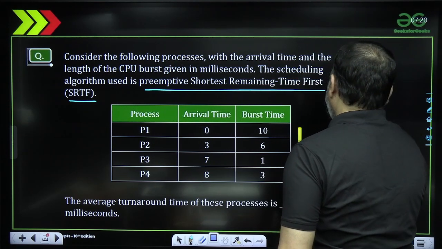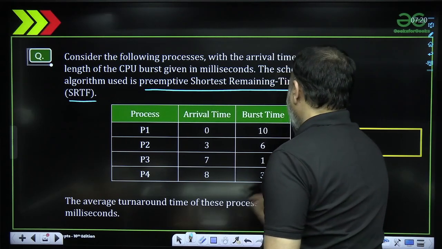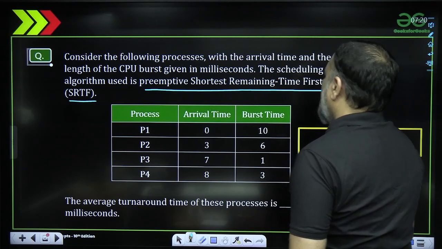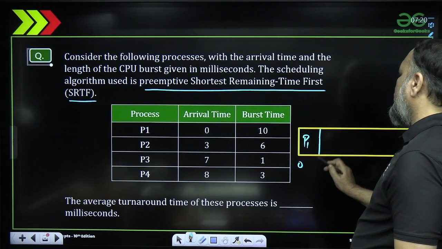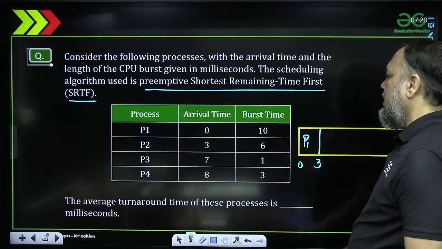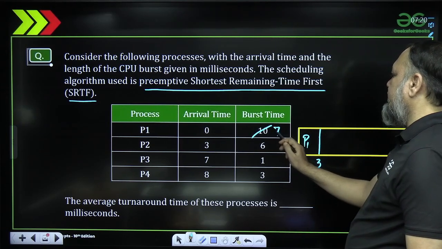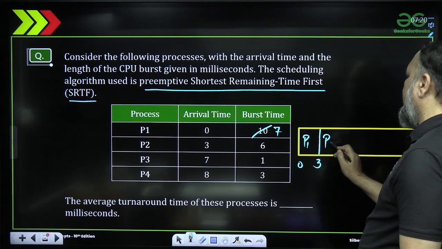When I prepare the Gantt chart, it looks something like this. So let's start at time 0. At 0 we have P1. P1 is going to run for 3 units because the next process arrives at time 3. Its balance is how much? Balance is 7. The new process is 6. 6 is less than 7. So naturally, preemption in favor of P2.